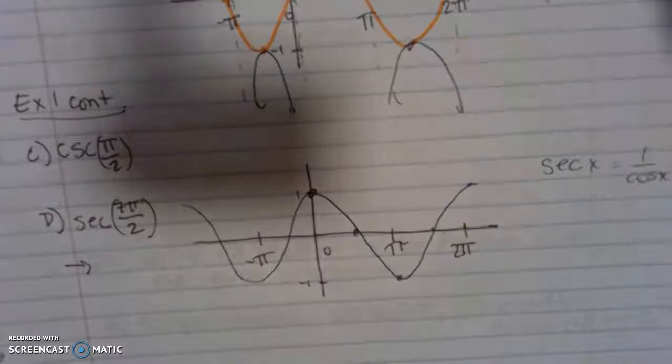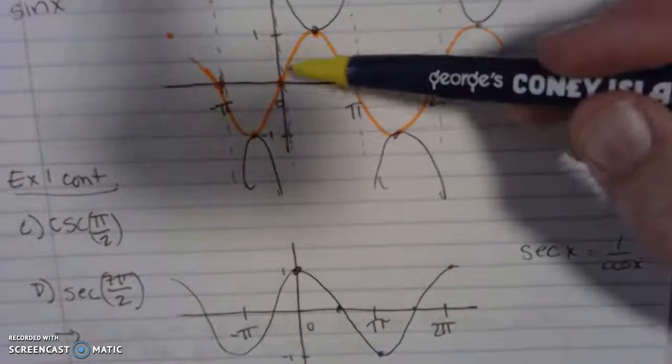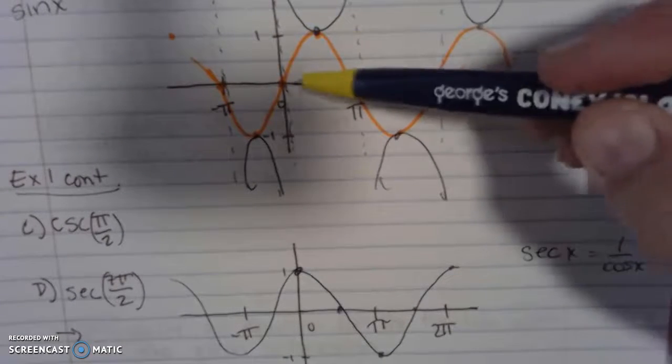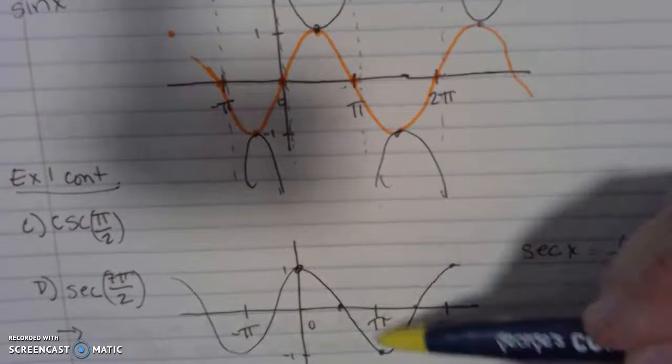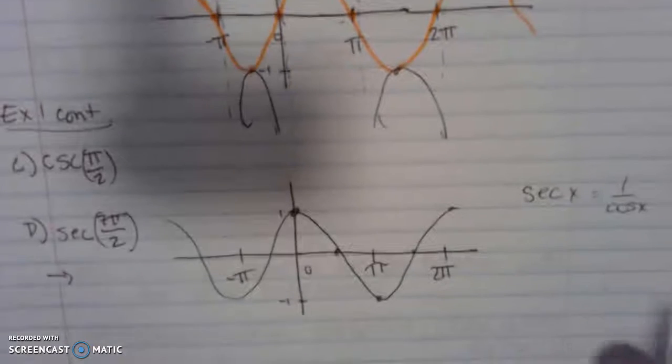My friend that used to teach with me, she'd call sine the snake. It started at 0 and it snaked up. And cosine the cup, because it looks like a cup, you could put liquid in it. I don't know if that helps any of you guys.